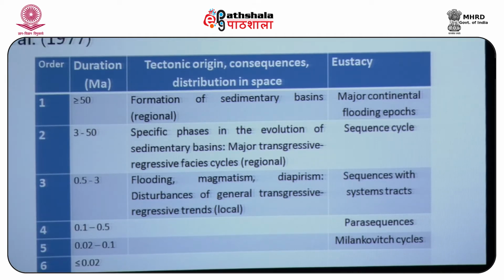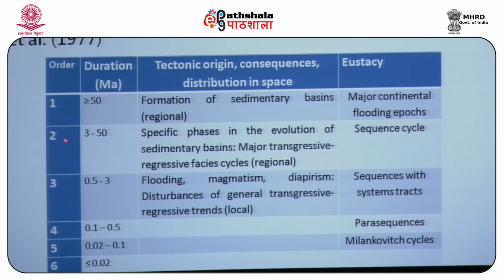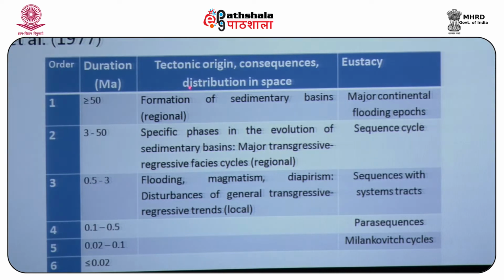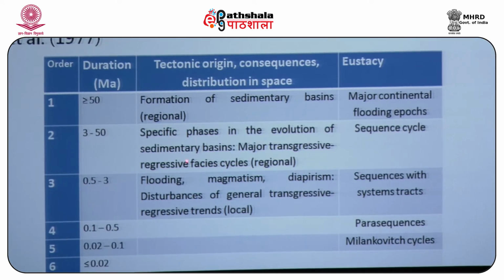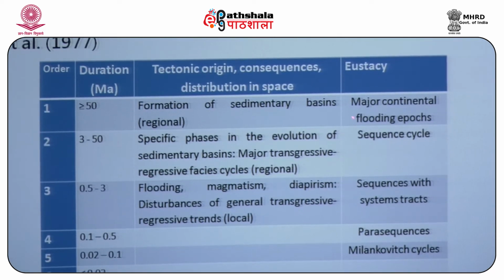Order 1 has a duration of more than 50 million years, and its origin is the formation of sedimentary basins. The origin is tectonic or its consequences in their distribution. This is almost regional in scale, with major continental flooding epochs. Order 2 has a duration of 3 to 50 million years: a specific phase in the evolution of a sedimentary basin, major transgressive regressive phases, and in eustasy it is the sequence cycle.